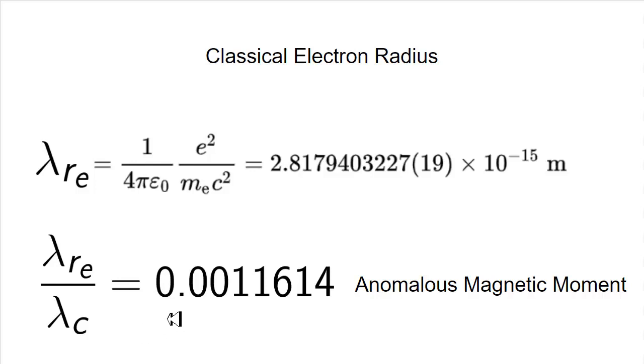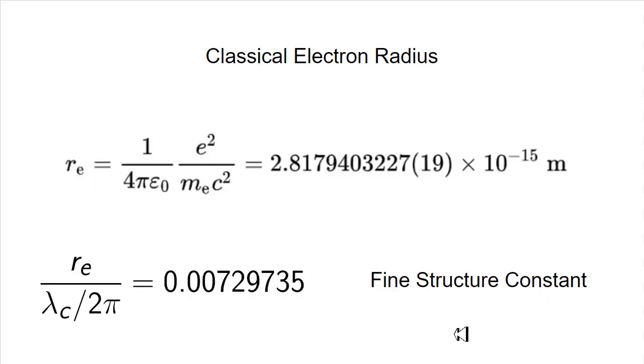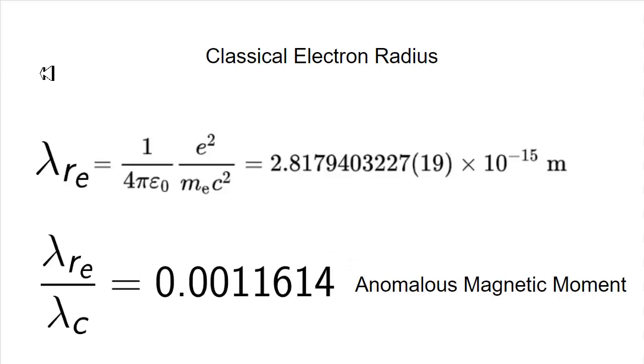And so to me, it seems like both the anomalous magnetic moment and the fine structure constant basically are 2 sides of the same coin. When you're in the domain of the radius, when you are in the domain of the radian, so when you take the circumference and divide it by 2 pi, you need to use the fine structure constant. And when you're in the domain of the wavelength, you use the anomalous magnetic moment. So these two appear to me to be 2 ways of expressing the same thing.